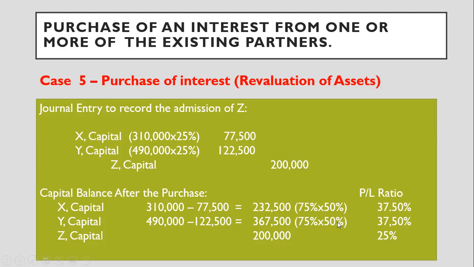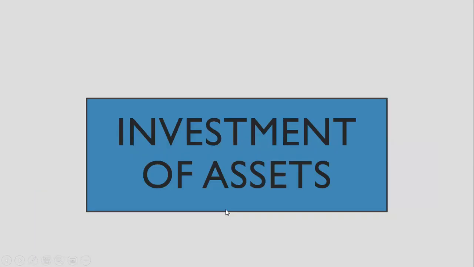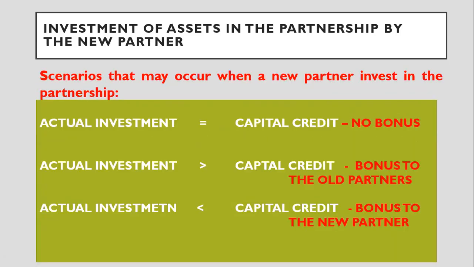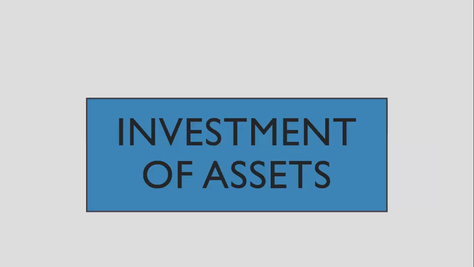For the P&L ratio, since Z will be given 25%, the 75% will be proportionately shared by the old partners. So equally, it's 75% times 50%. They both will get 37.5%. Okay, so this is the last topic for purchase of interest. I will now proceed to investment of assets.